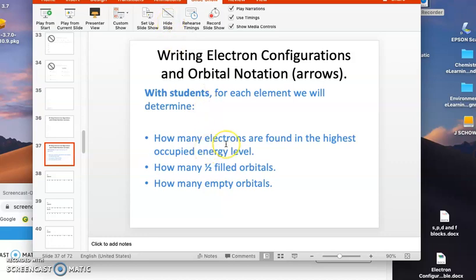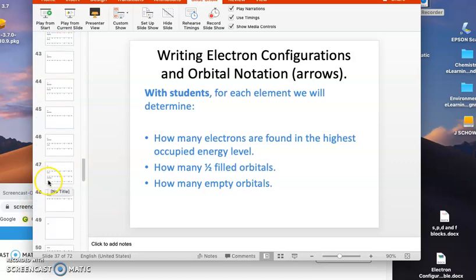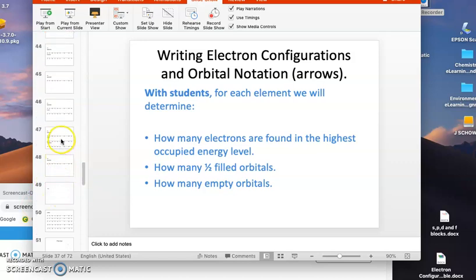Now, how many electrons are found on the highest occupied energy level? As you see, it's the highest coefficient in the electron configuration. Bam, right there, and that tells you. Okay, so let's scroll down to the last two examples. It's going to be germanium and strontium.